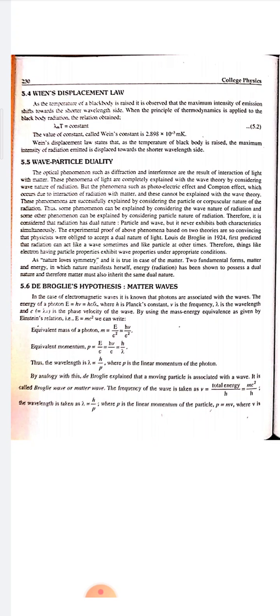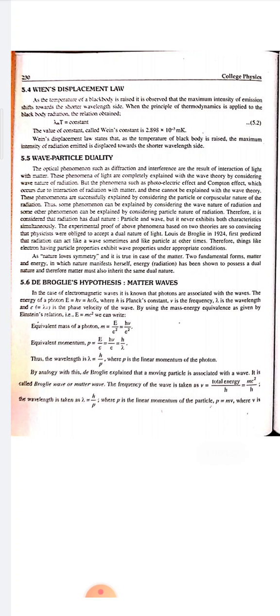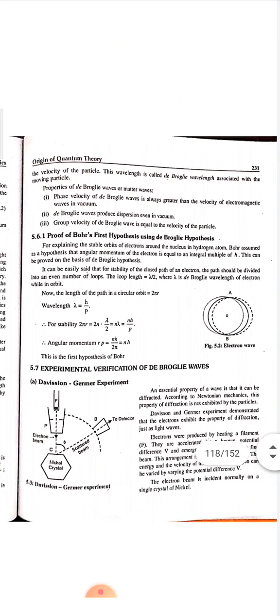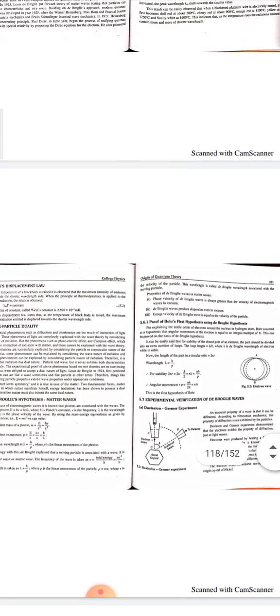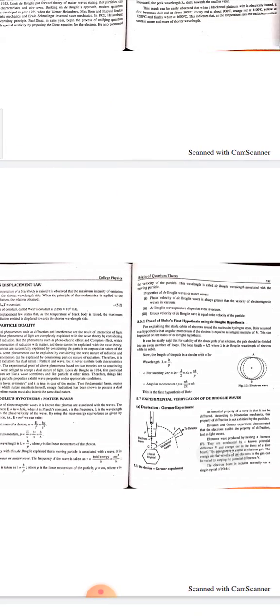Then, by analogy with this, de Broglie explained that a moving particle is associated with a wave. It is called a de Broglie wave, or matter wave. The frequency of the wave is taken as ν = total energy/h = mc²/h, and the wavelength is taken as λ = h/p, where p is the linear momentum of the particle, that is, its mass times velocity. This wavelength is called the de Broglie wavelength: λ = h/p.